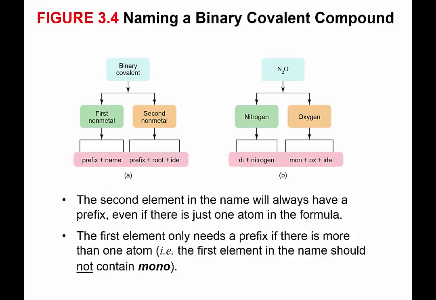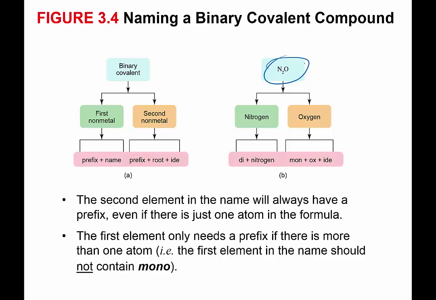So here's some flowcharts from the textbook which show how we name the compounds. So you start again with the first element in the name with a prefix if necessary, and then the second element and give it an IDE ending. So on the right you can see an example of the compound N2O. So the elements there are nitrogen and oxygen. We put nitrogen first. There's 2 nitrogens, so we use the prefix di in front of the nitrogen, and then there's 1 oxygen, so we use the prefix mono.